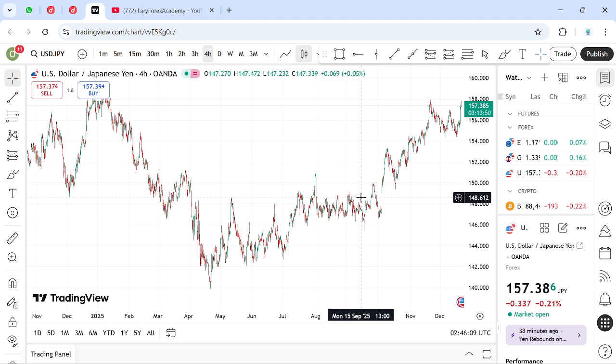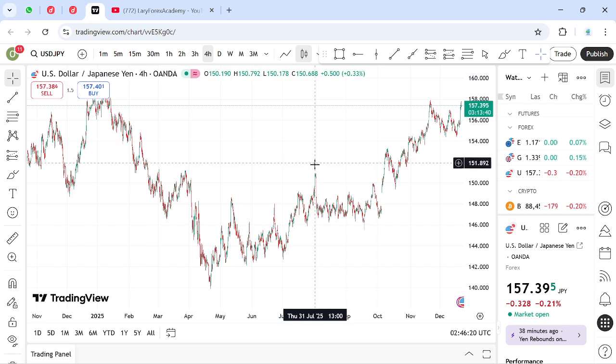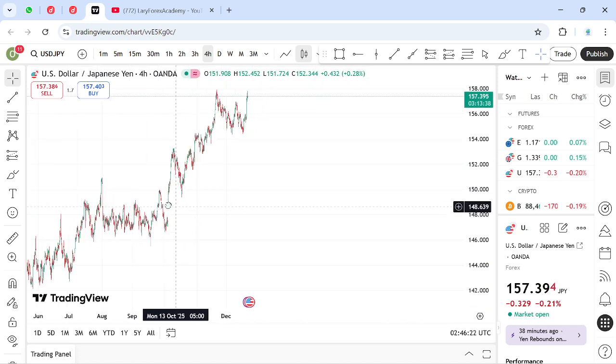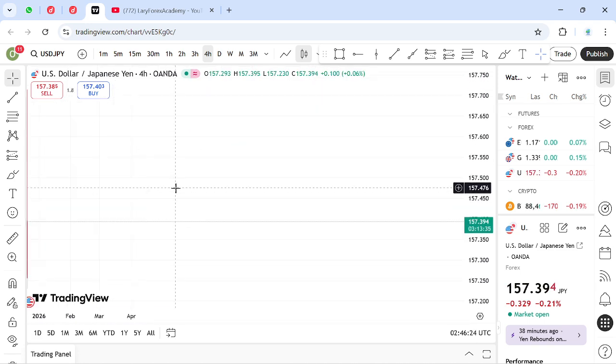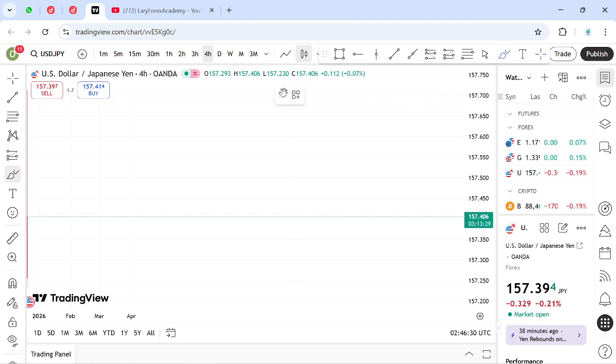Basically, we are going to be discussing support and resistance. Support and resistance is something different in the market that a lot of persons don't understand, and I feel I'll be able to give a little bit clearer understanding to you guys on how to implement support and resistance on your chart.